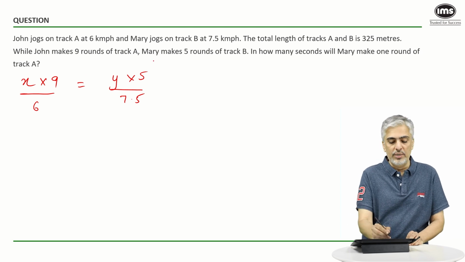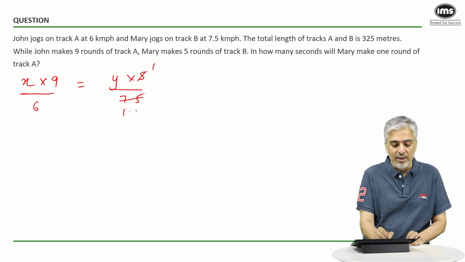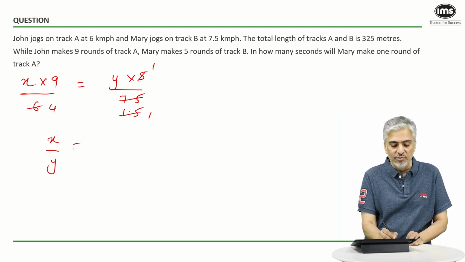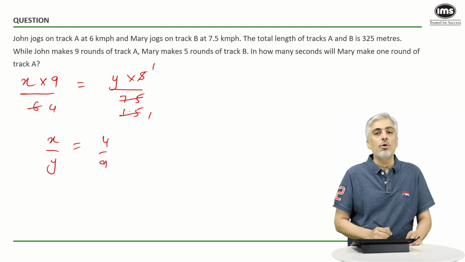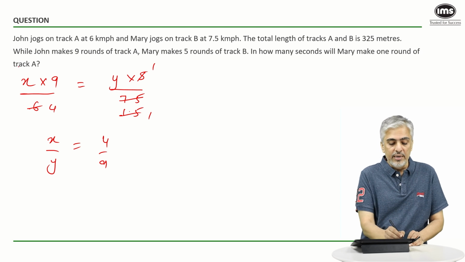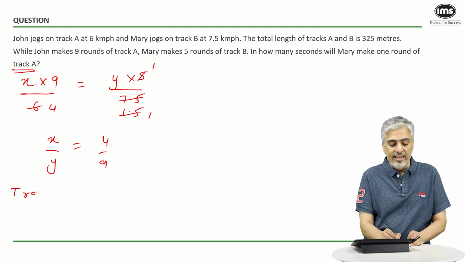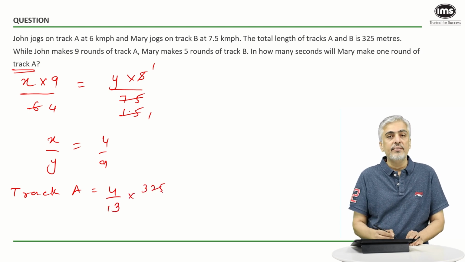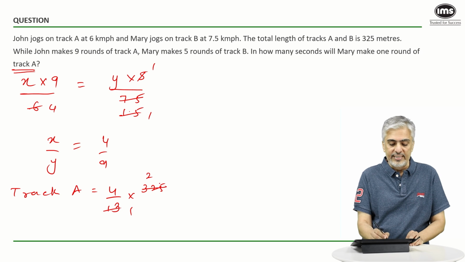So start reducing it over here. 5 ones are 5, 1.5. 1.5 will go 4 times in 6. So I've got x upon y is 4 upon 9. Now, don't sit and find unnecessarily both the tracks. We want to know in how many seconds will Mary cover track A. So the length of track A will become 4 upon 13 into 325. That will be 13 2s are 26 and we've got a 5 over here. So track A is 100 meters.